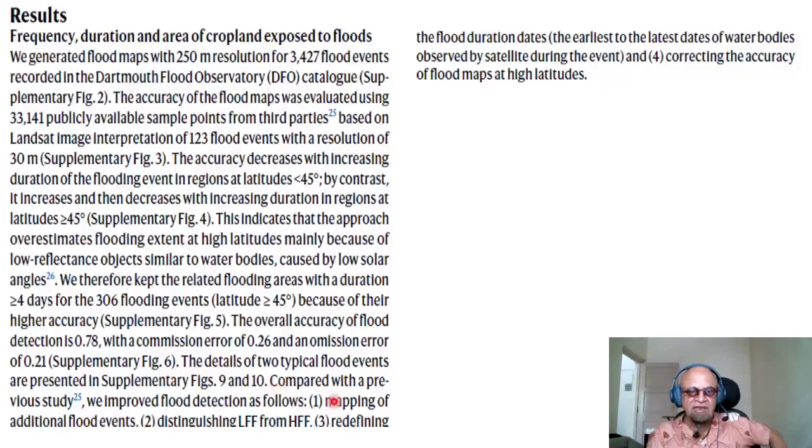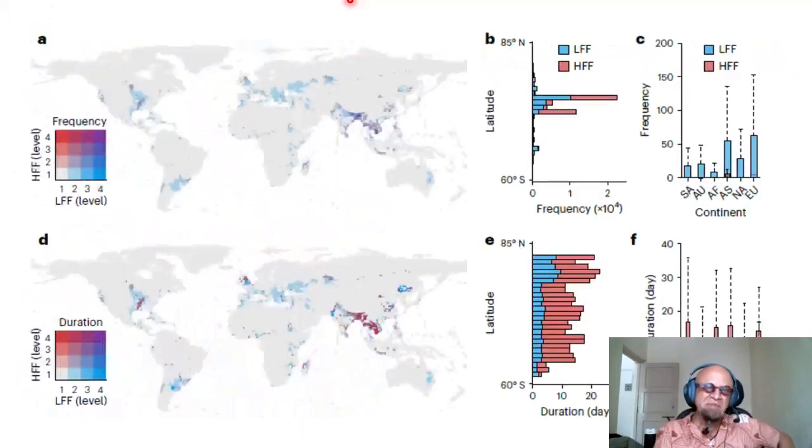So the details of 2 typical flood events are presented in supplementary figures. Compared with the previous study, we improved flood detection as follows: mapping of additional flood events, distinguishing LFF from HFF, redefining flood duration dates, so the earliest to the latest date of water bodies observed by satellites during the event, and correcting the accuracy of flood maps at high latitudes. Such resolutions, 250 meter, are very critical for doing this, and fortunately such data is available, but you have to go back and look at algorithms, problems like detection that we mentioned, and so on and so forth.